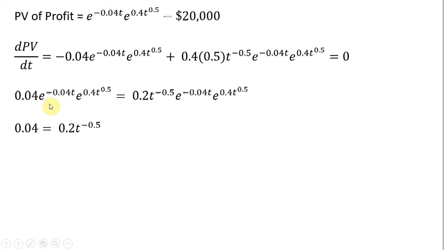Doing some division, we have this e raised to the minus 0.04t over here, and this e raised to the 0.4t raised to the 0.5 that appears on both the left and right-hand side of the equation. They cancel, leaving us with this. And now solving for t, just raising both sides to the minus second power. T equals 25. So in order to maximize the discounted value of profits, the farmer should harvest his trees in 25 years.